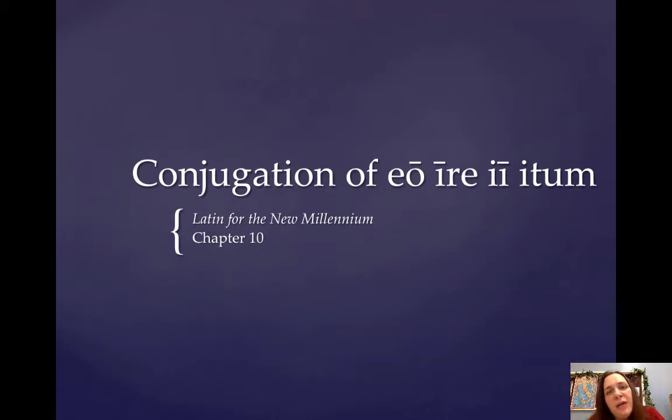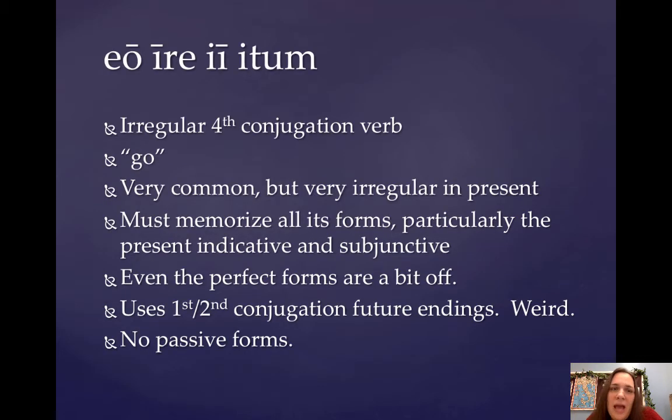Today's lesson is from chapter 10 in volume 2 of Latin for the New Millennium, and we are going to learn another irregular verb, this one being eo, ire, ii, sometimes ivi, itum. Okay, so it's an irregular fourth conjugation verb. You can tell that from its second principal part, which is ire. It means to go. It's very common, just like in English, but also just like in English, it's pretty irregular in the present system.